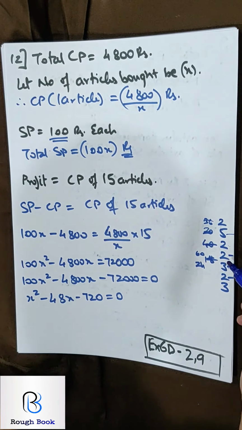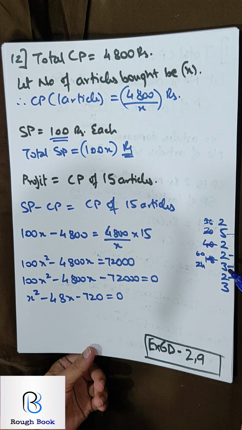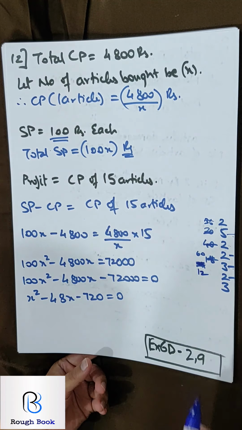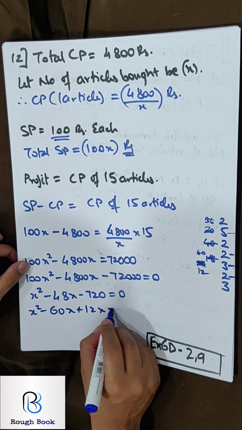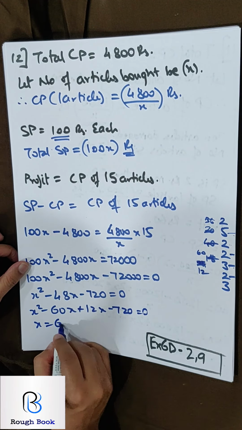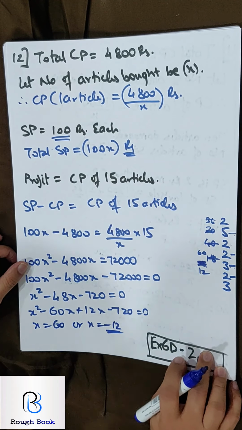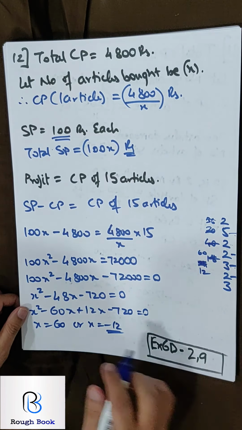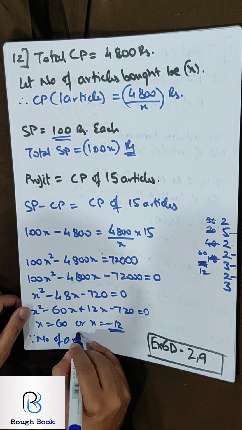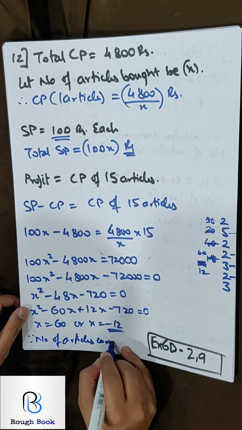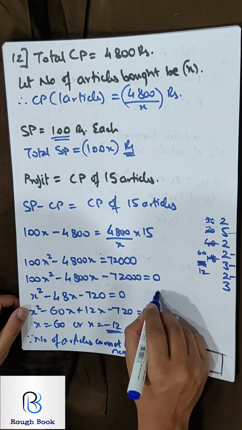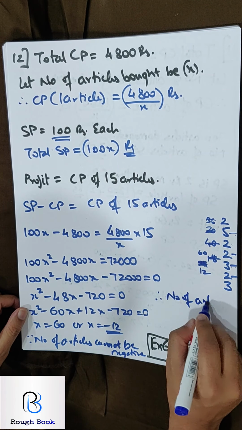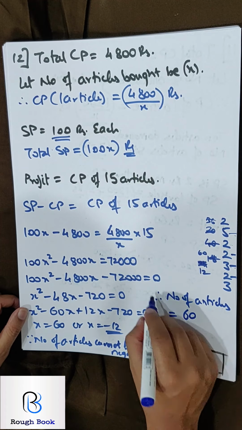So can we take this? 5 3s are 15, 15 2s are 30, 2s are 60. What is left is 3 2s are 6, 2s are 12. So 60 and 12, yes, that helps us. So x square minus 60x plus 12x minus 720. So x is 60 or x is minus 12. Minus 12 cannot be the number of articles. So since number of articles cannot be negative, so therefore your final answer, number of articles is equal to 60.